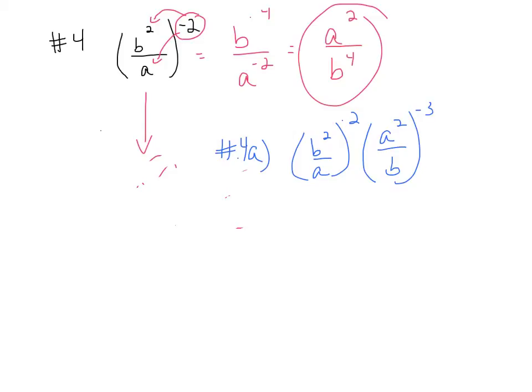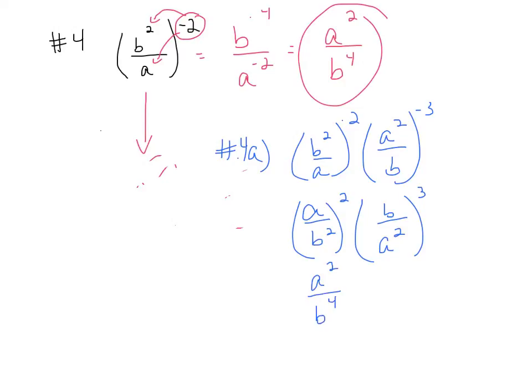Now you can probably figure this one out since we did one very similar. I would make both fractions happy first. So I would say this is really a over b squared to the second power, and this is really b over a squared to the third power. And then I would just distribute to both of those fractions. So it's really a squared over b to the fourth, since power to a power means you multiply. This is really b cubed over a to the power to a power, sixth power.